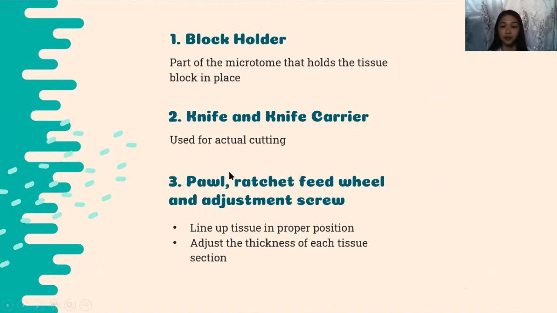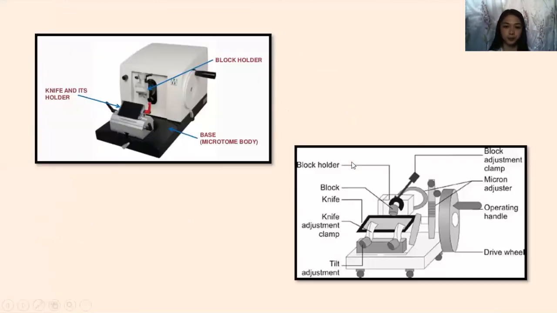Next, knife and knife carrier. This part of the microtome is actually used in cutting the tissue blocks. And the ball, ratchet, feed wheel, and adjustment screw. They line up tissue in proper position and adjust the thickness of each tissue section. The pictures that you see are rotary microtomes with labels.